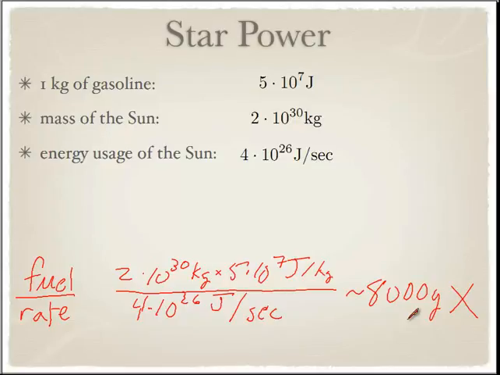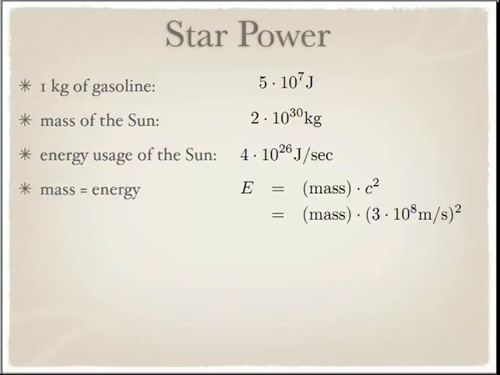So clearly, the sun is not powered by something as simple as gasoline, and that turns out to be correct. So what is the sun powered by, and can we use it to give us an estimate for how long the sun will be around? So we can do that, actually. What happens is the sun is powered by its own mass being converted directly to energy.